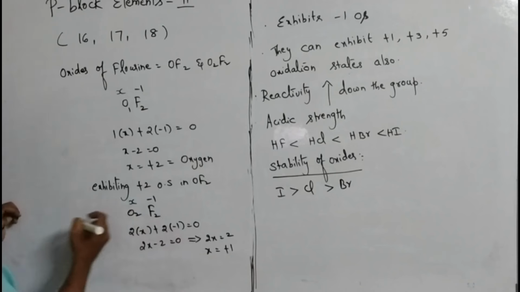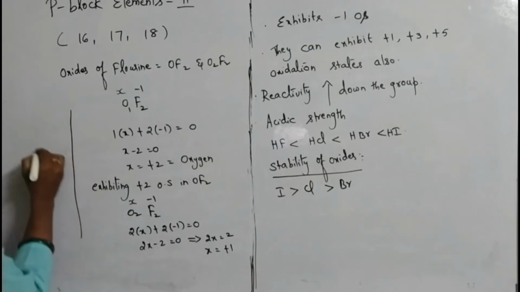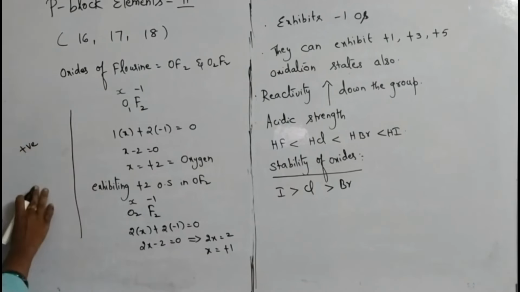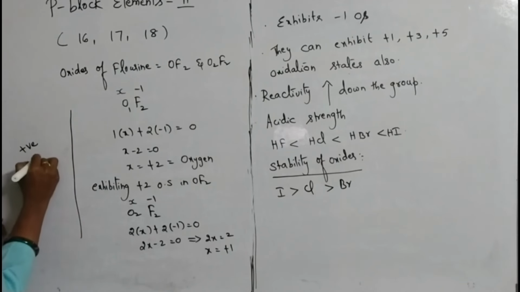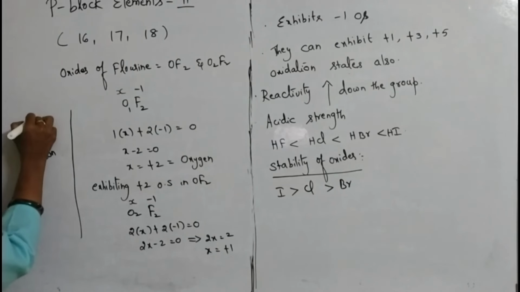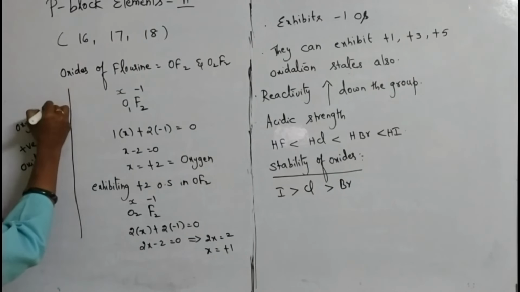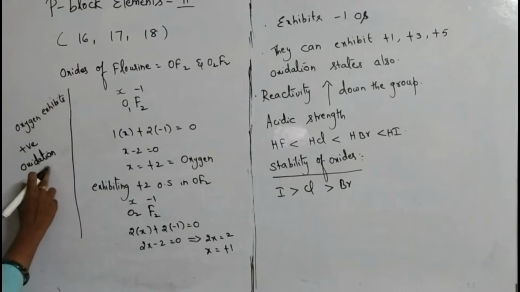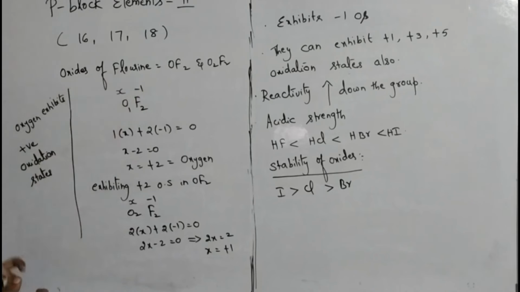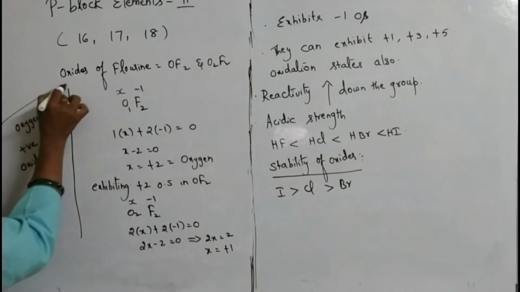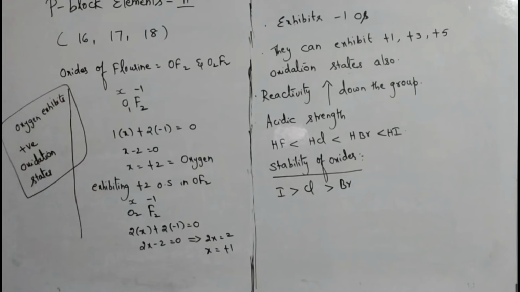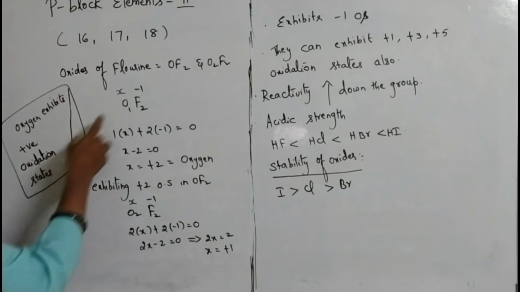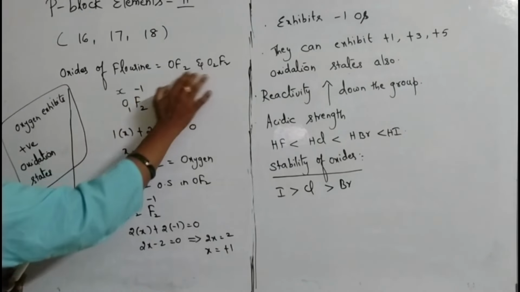So oxygen exhibits positive oxidation states. Write this point: oxygen exhibits positive oxidation states in oxides of fluorine, in OF2 and O2F2. This is a very important point. Oxygen exhibits positive oxidation states in compounds of fluorine.